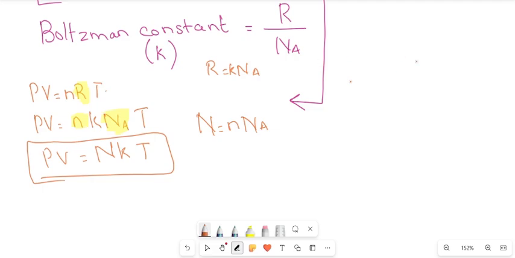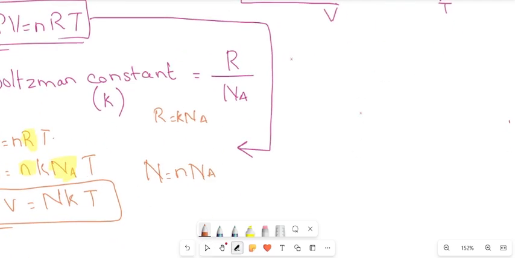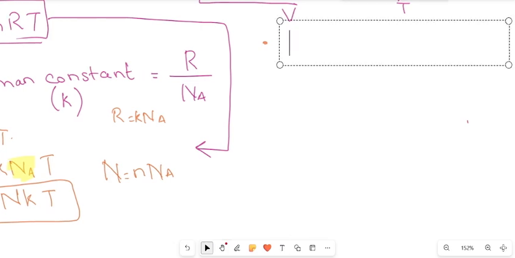Now we're going to move on to the basic assumptions of the kinetic theory of gases. I did mention it in our last video as well: there are certain assumptions we make about the ideal gas. Starting with the first one, all of this is about ideal gas. The molecules are in constant, continuous random motion.